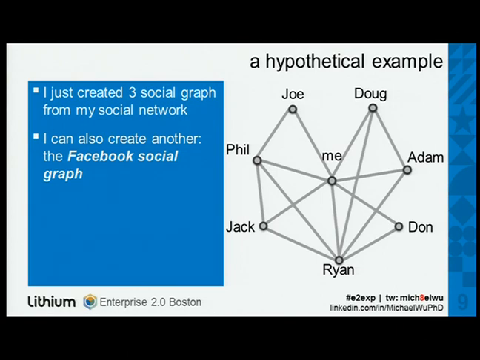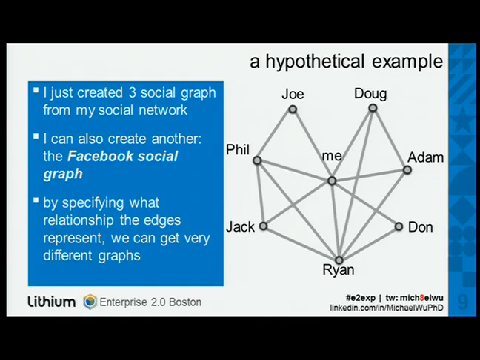Some of our friends are college roommates. Some of our friends are kindergarten schoolmates, right? And that's why Google created the notion of a circle to characterize each one of those different relationships. All right, so by specifying what relationship the edge represents, we can actually get a very different graph that you've seen, right? We get 3 very different looking graphs by specifying the relationship that's represented by the edge.